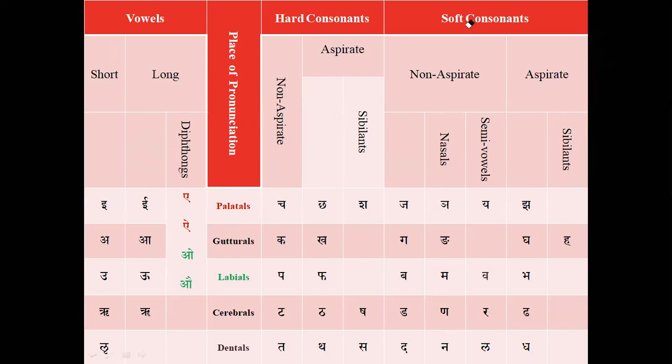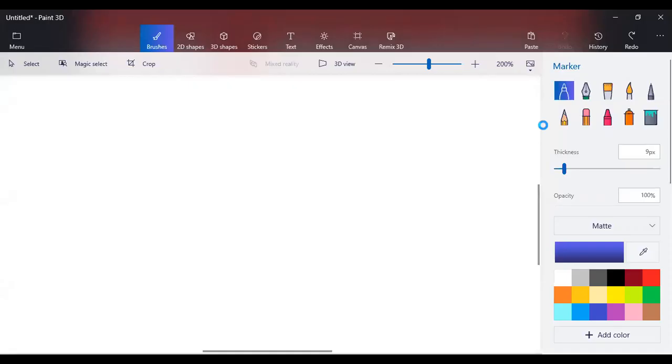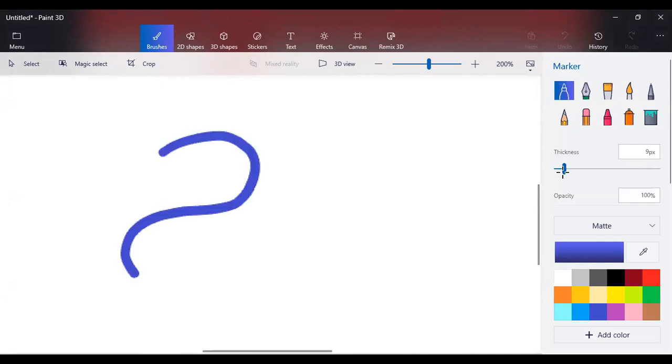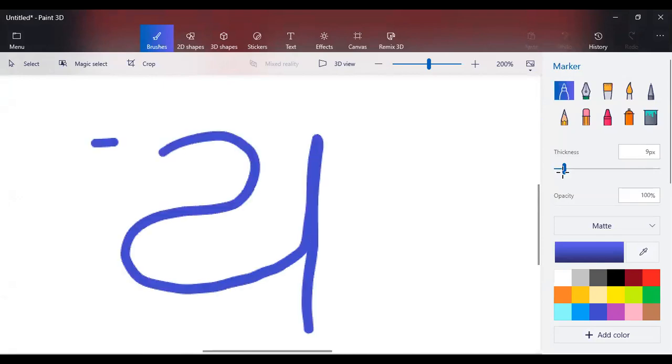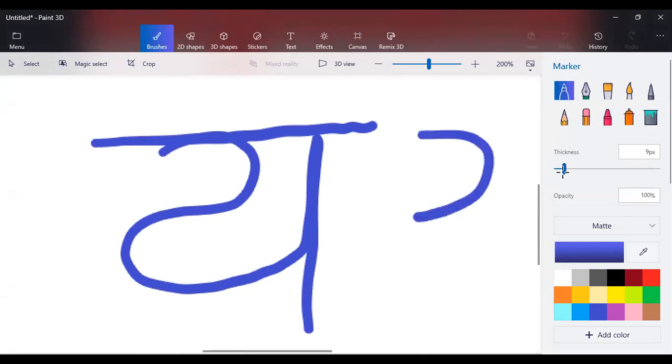Okay, now going back to the PowerPoint, how to write these semi-vowels and these sibilants. I'll tell you quickly. You can note down. The first letter of the semi-vowel, which is ya, is written like this. The next one is ra. This is ra.